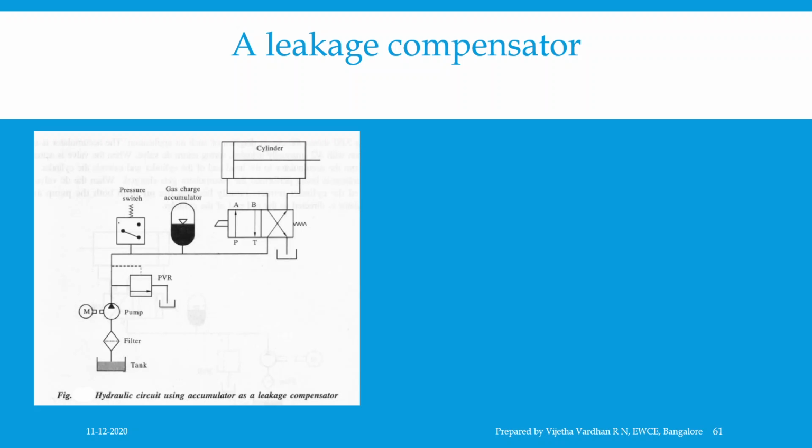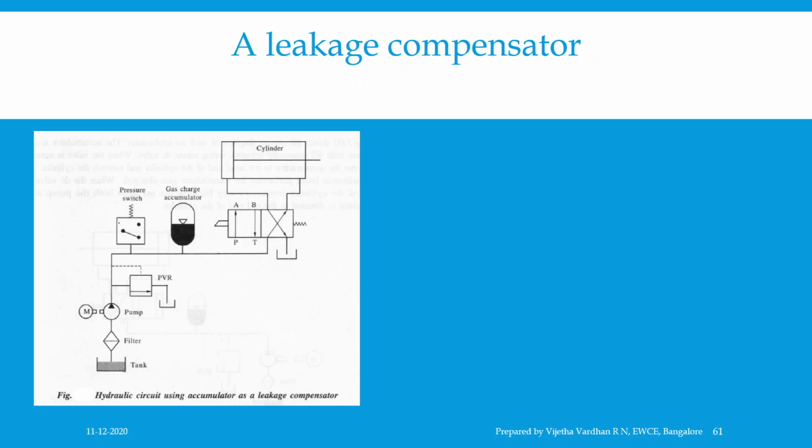Here, the accumulator is used in conjunction with a 4 by 2 manually operated spring return direction control valve and a pressure switch. Upon working, when the pump is switched on, it charges both the accumulator and the system. When the pressure in the accumulator and the system reaches the set pressure, the pressure switch opens automatically and cuts off the power supply to the electric motor driving the pump, and the motor stops.